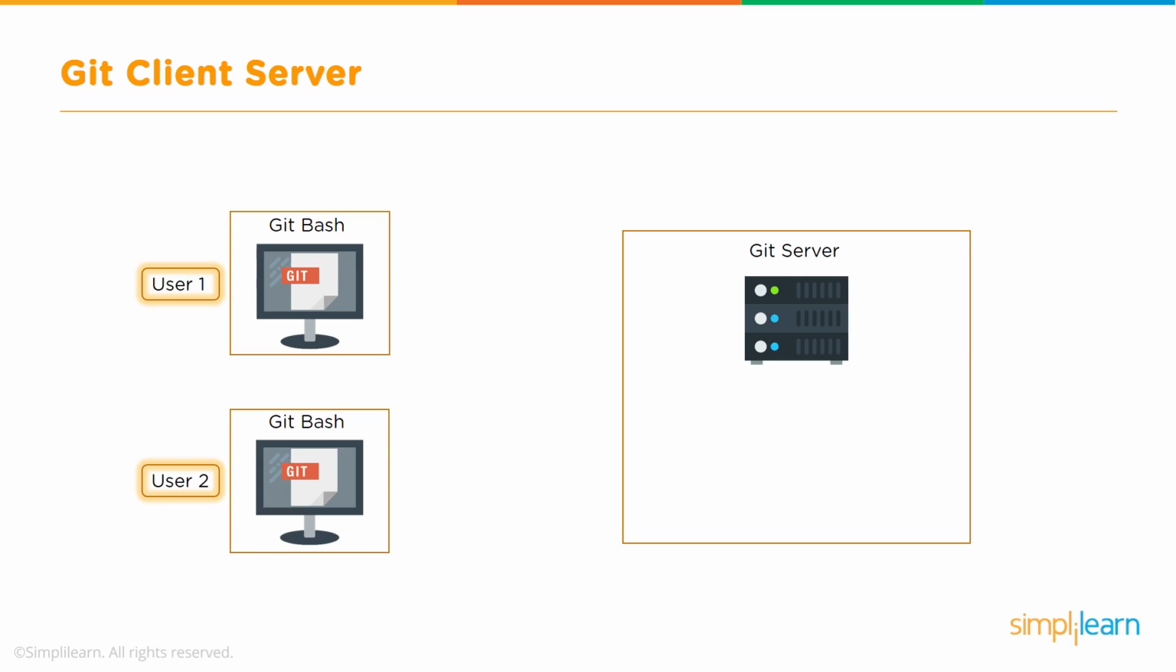Another popular variant of the Git server is Bitbucket. This is from the famous Atlassian products and it integrates very well with all other Atlassian products like Jira.